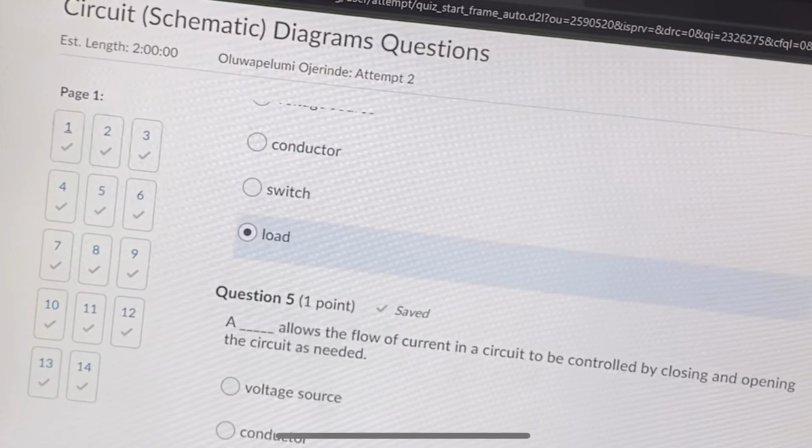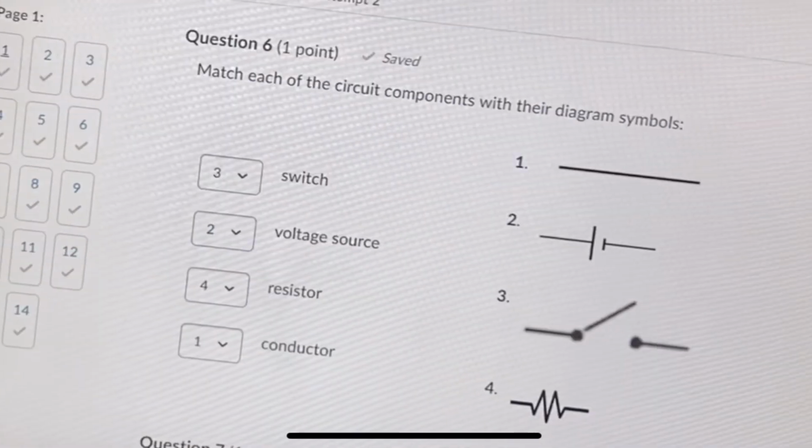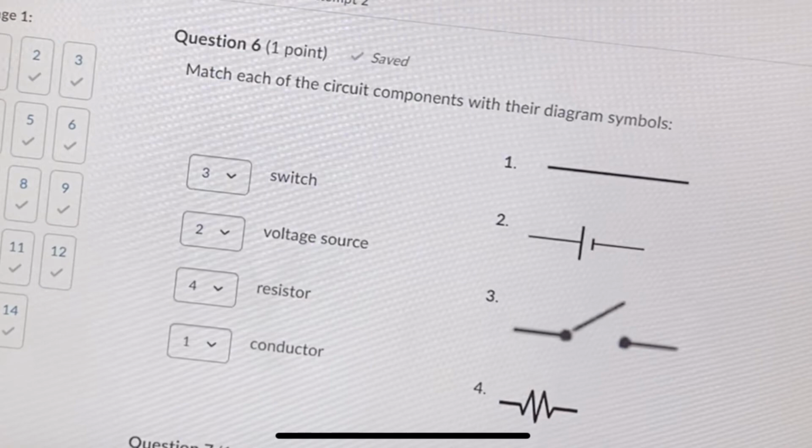Number five, a dash allows the flow of current in a circuit to be controlled by closing and opening the circuit as needed. The key words in that sentence are closing and opening, so you know your answer is a switch, which is the thing that wasn't necessary for a circuit to run.